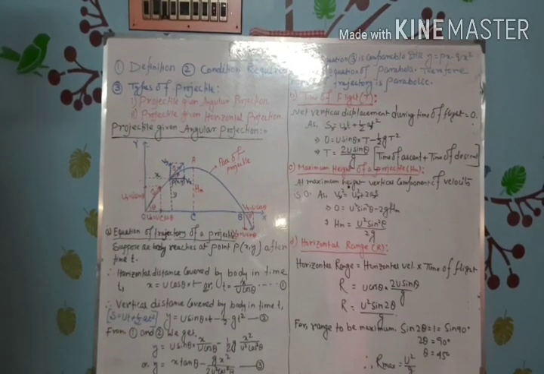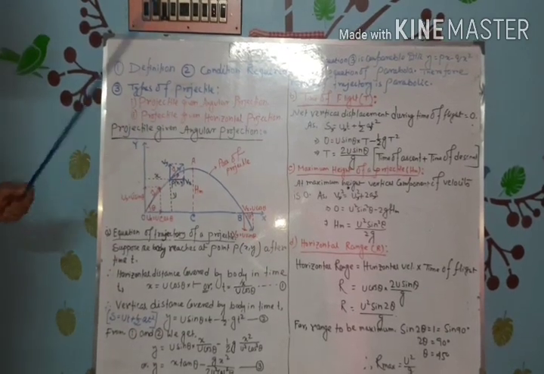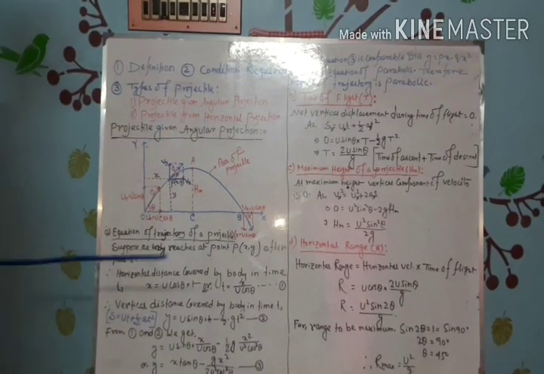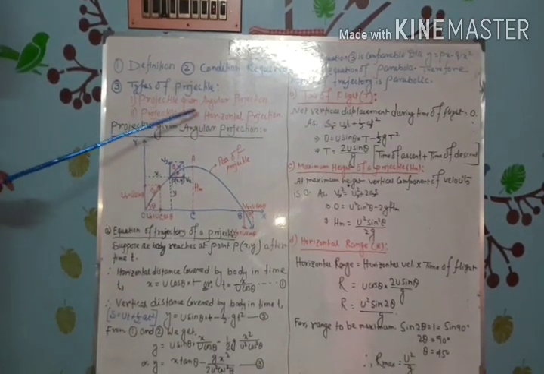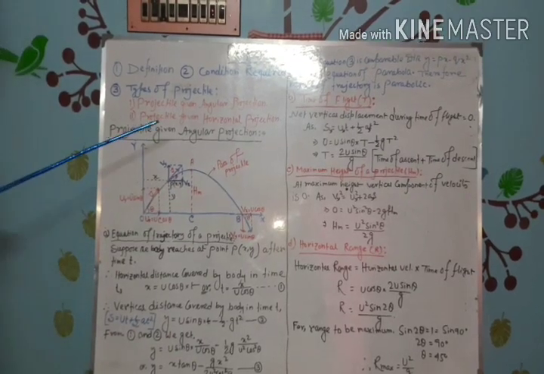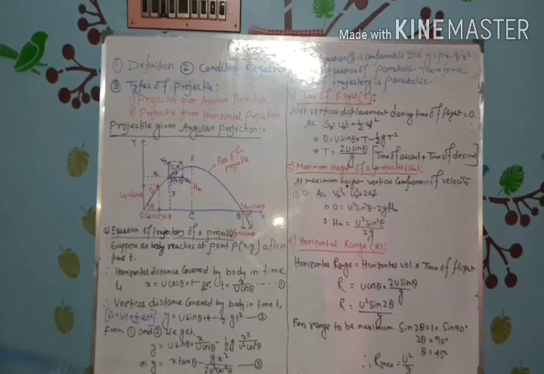Okay, now we have to know about the types of projectile. Number 1, projectile given angular projection, and number 2, projectile given horizontal projection. Today we discuss angular projection. See the diagram very carefully.